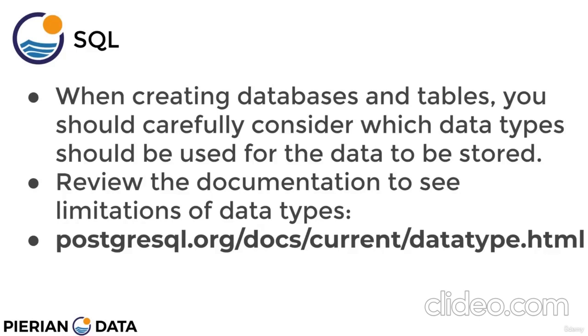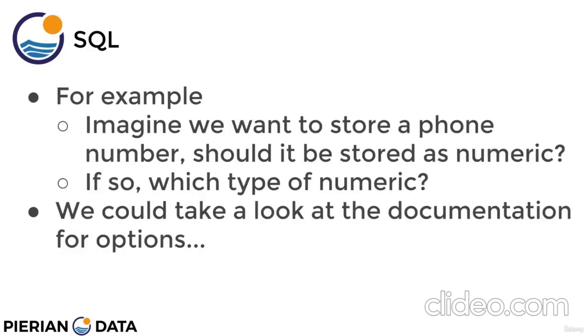So to show you an example of what this would look like, let's imagine we want to store a phone number. And we start thinking, should it be stored as a numeric data type, such as a large integer? And if so, maybe what type of numeric? Should we be storing it as just a normal integer, a big integer, etc.? So we decide we have this task of storing a phone number. And we decide, should we store it as numeric? Well, first thing we should do is take a look at the online documentation for options.